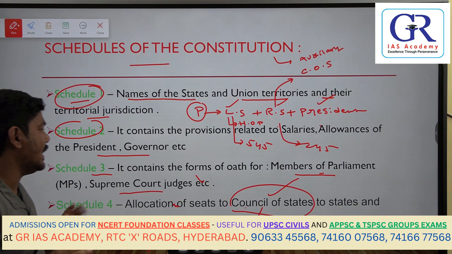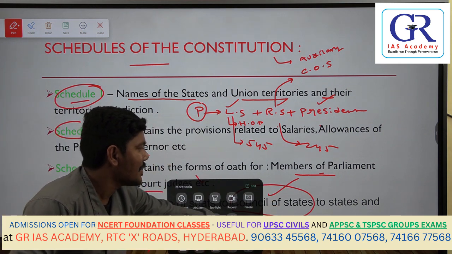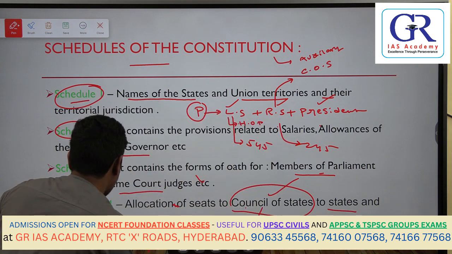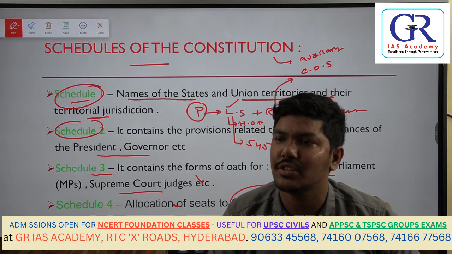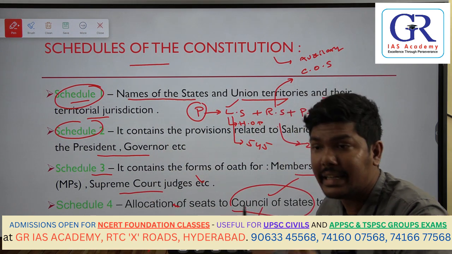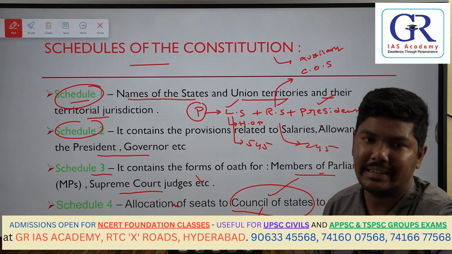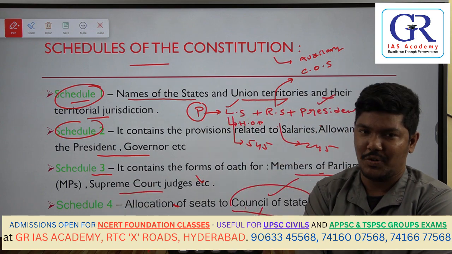In this particular Council of States, that means in this Rajya Sabha, we have a representation of states as well as union territories. So states have representation there, and union territories also have representation there. In Rajya Sabha, to which state how many seats have to be allocated, all those details will be mentioned in Schedule number 4.